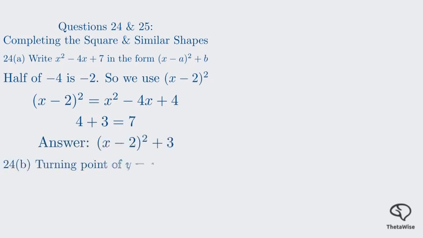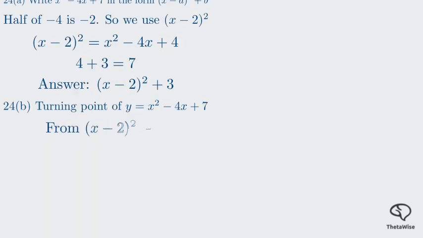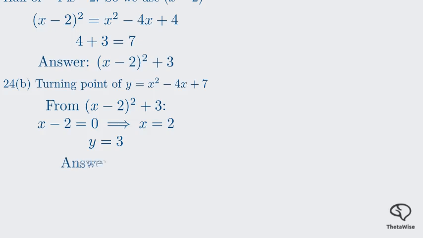Find the turning point of y equals x squared minus 4x plus 7. The turning point is easily found from the completed square form. The x-coordinate makes the bracket 0, and the y-coordinate is the constant at the end. The coordinates are 2, 3.